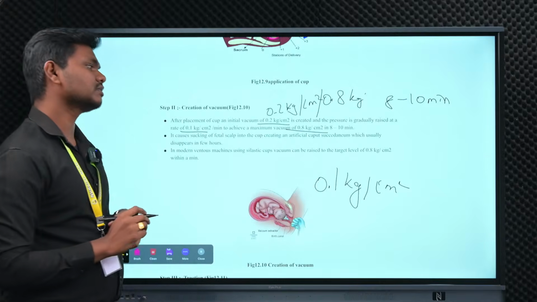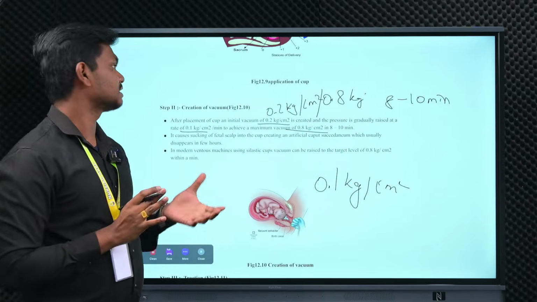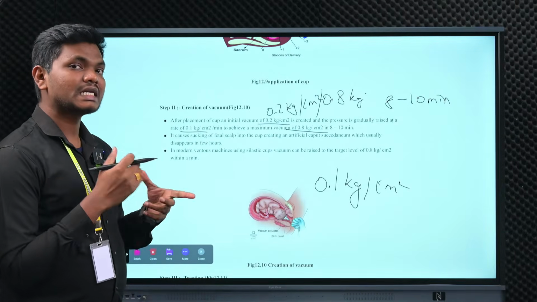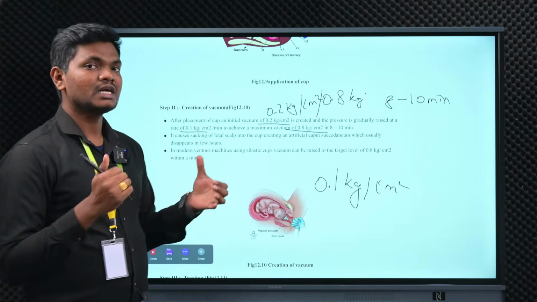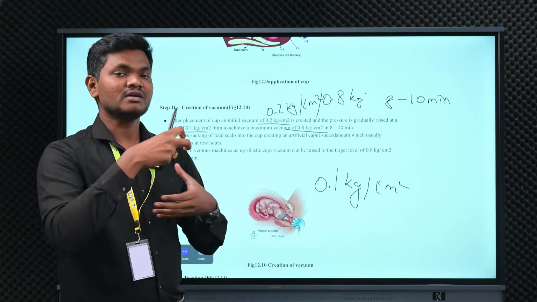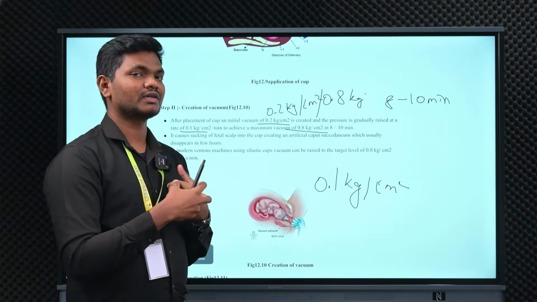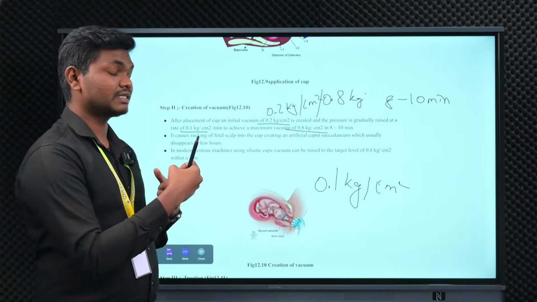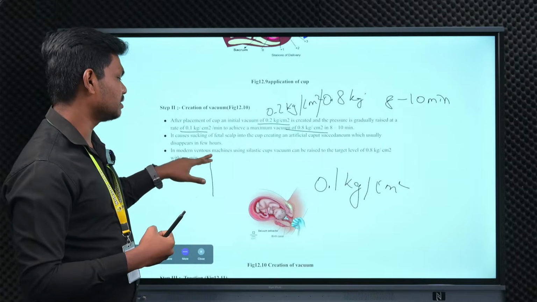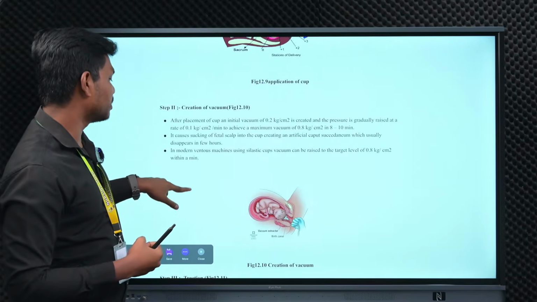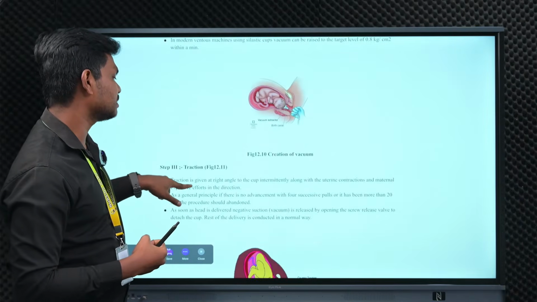Okay, so these are the steps to creation of vacuum. When you are creating the vacuum, the cup will go and catch the fetal head. Then we are going to pull and traction the baby's head down. So that is the main point of this creation of vacuum.